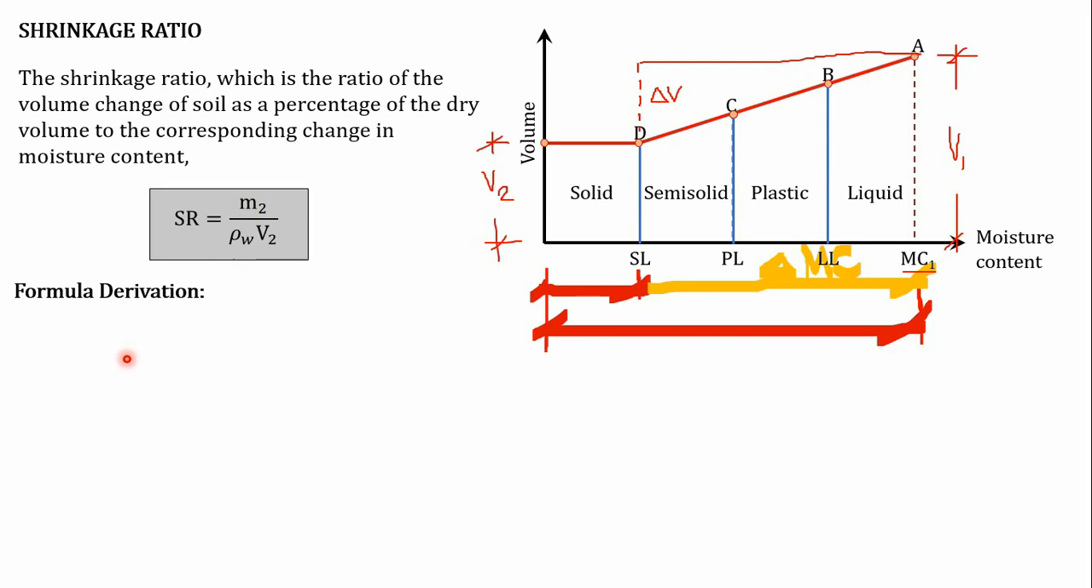So SR is equal to the change in volume divided by V2, divided by the change in moisture content. Let me explain this, class. It is the ratio of the change in volume of soil, as a percentage of the dry volume. It needs to be a percentage, so we divide by the volume of dry soil, so divided by V2.